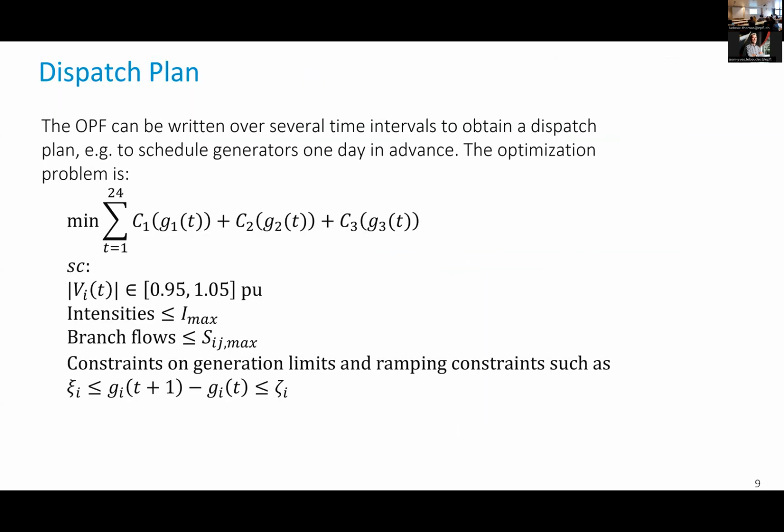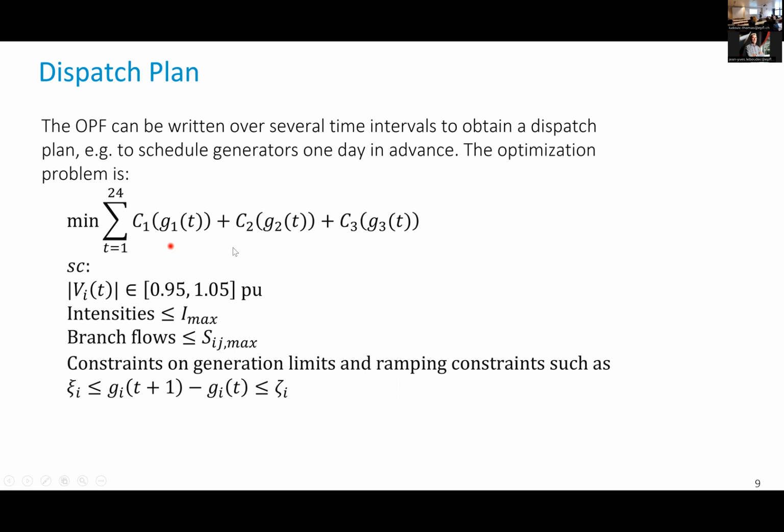I've shown a very simple case where what we need is to decide what is the value that each generator will produce. Even this simple case, as we will see, causes an optimization problem that is not so easy to solve. But in practice, we have additional constraints and control variables, typically leading to what is called a dispatch plan.